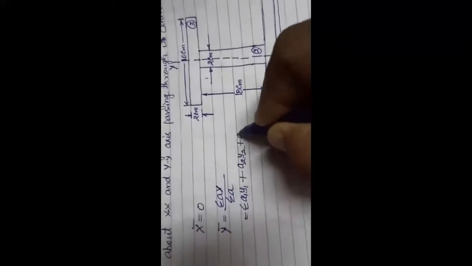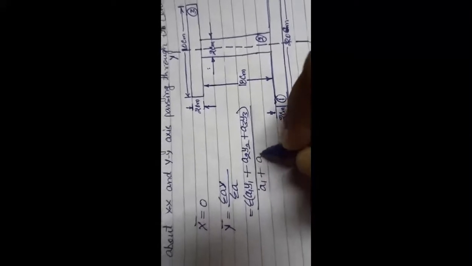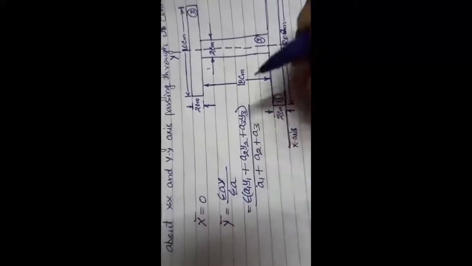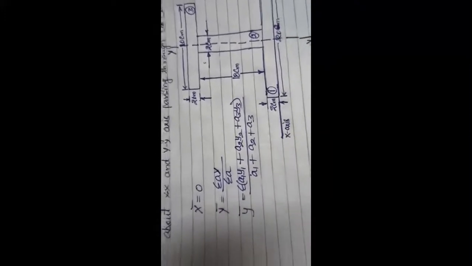y bar is summation ay upon summation a, or this can be written as a1y1 plus a2y2 plus a3y3 divided by a1 plus a2 plus a3. This will give us y bar.